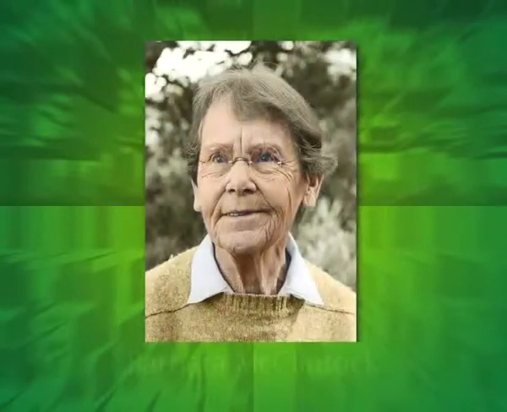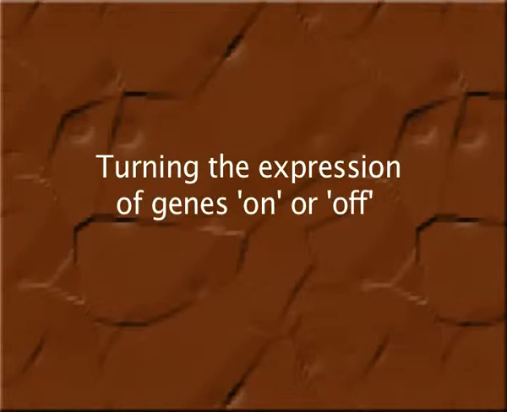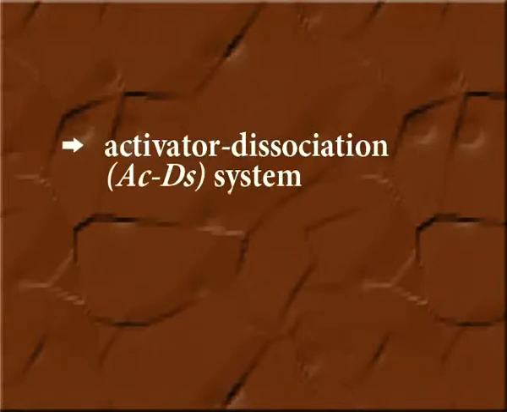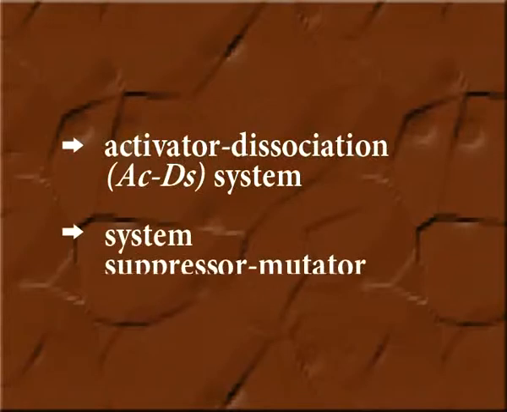The transposable elements in maize were discovered by Marcus Rhoades and Barbara McClintock. These genetic elements in maize were found to be responsible for turning the expression of genes on or off, hence the name controlling elements. Some of the most popular controlling elements found in maize are the activator dissociation, that is the AC/DS system, and the suppressor mutator, that is the SPM/DSPM system. The number, type and location of these elements are characteristic of each maize strain.